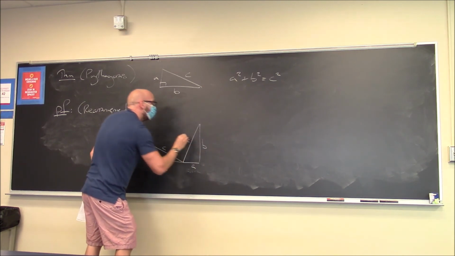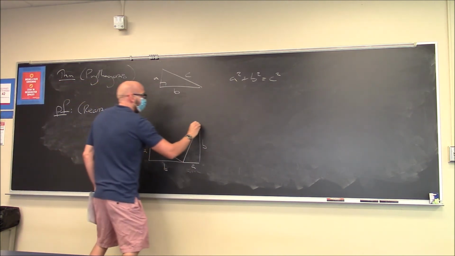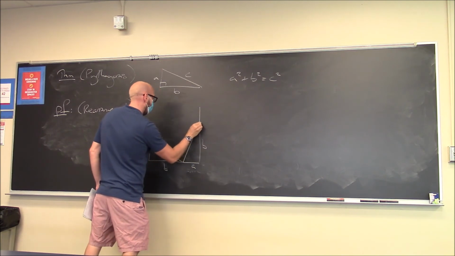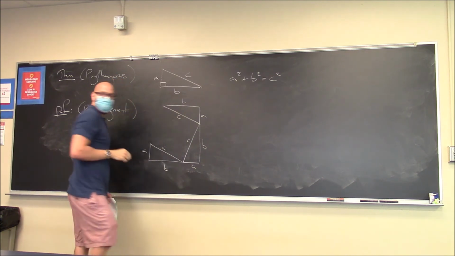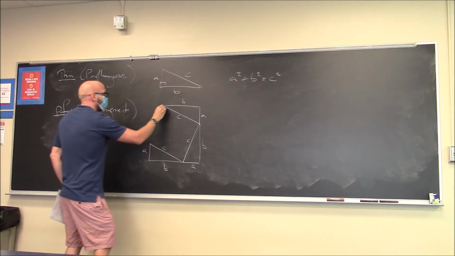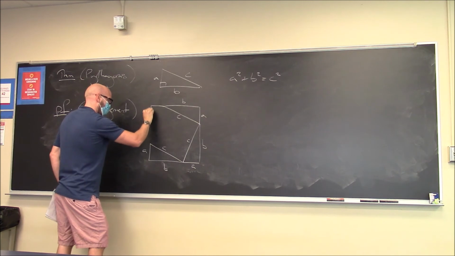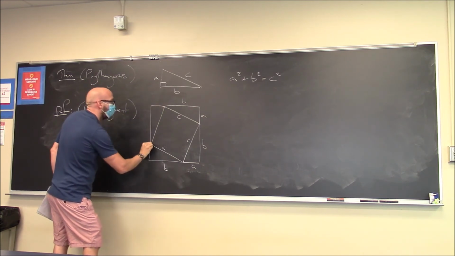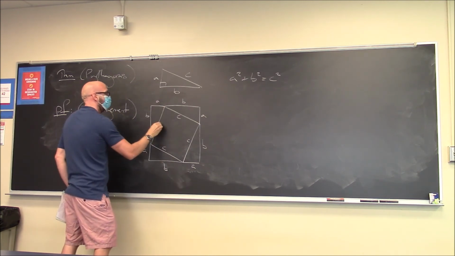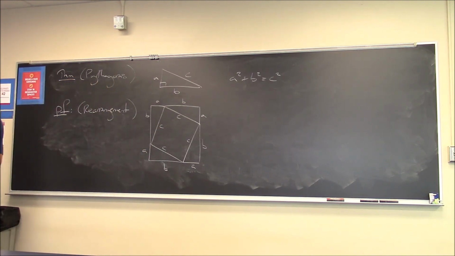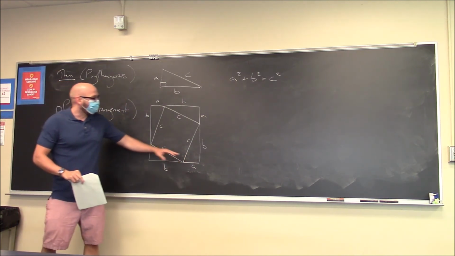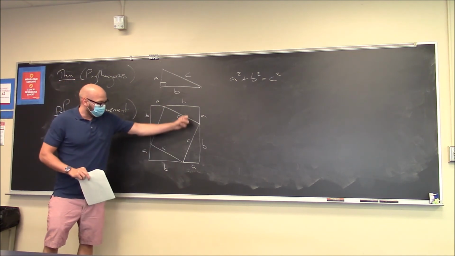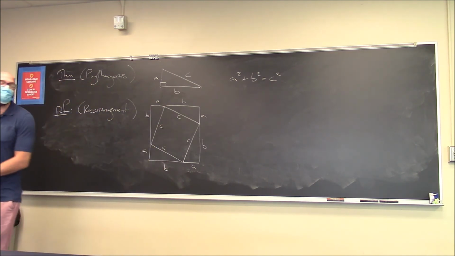Here's A, B, C. Here's another congruent copy, A, B, C. And here's one more congruent copy, A, B, C. All right, so I've just taken these four congruent triangles and arranged them in such a way that I get this square in the middle with side length C.